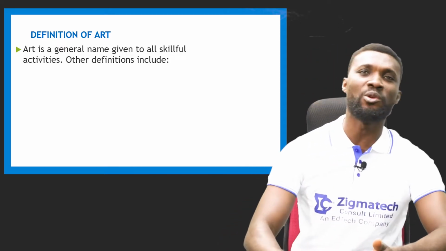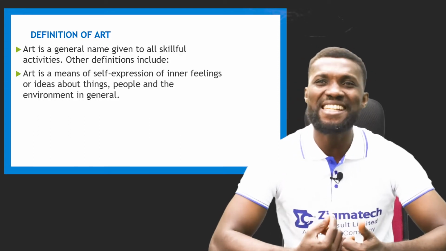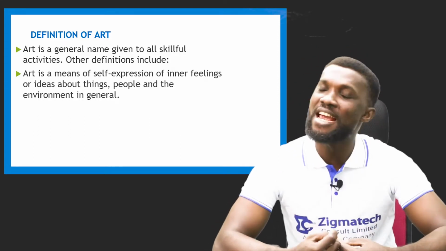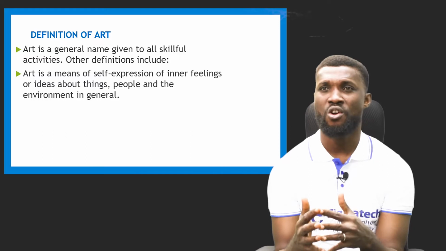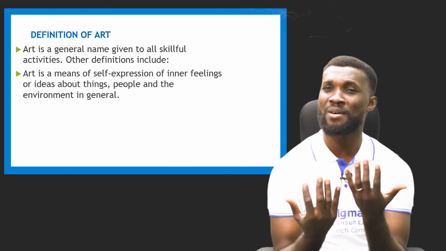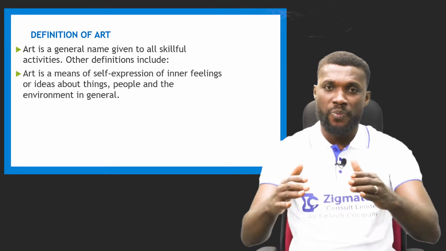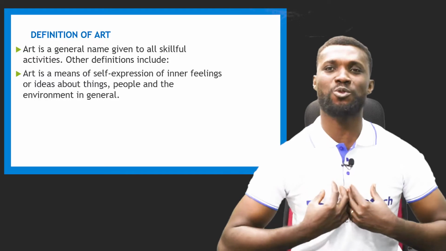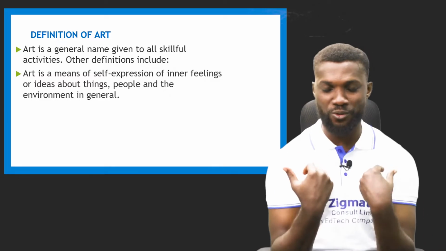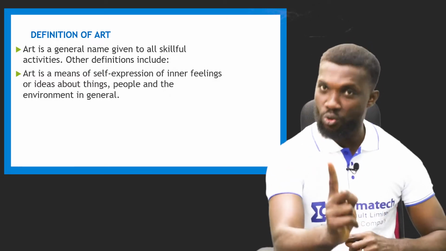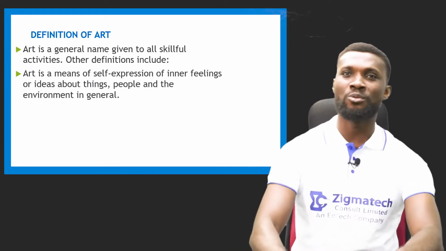Now, other definitions include: art is a means of self-expression of inner feelings or ideas about things, people, the environment in general. Now, the outward expression of your inner feeling defines art. You know, what you feel inside, you express it out, not for the bad, but for the good, to benefit the people living around you.